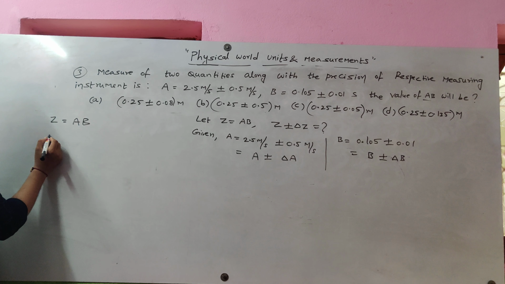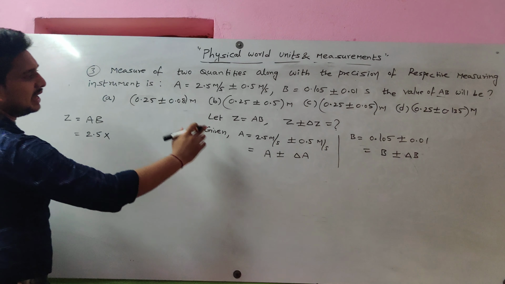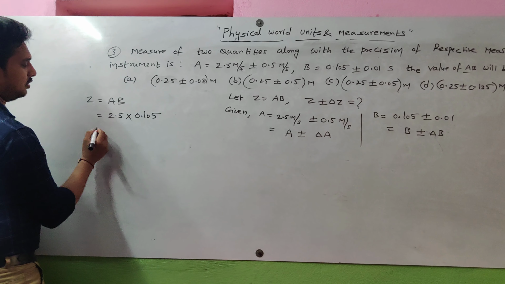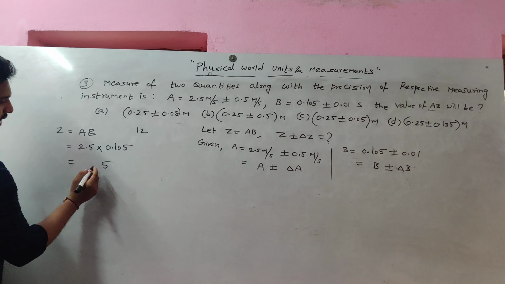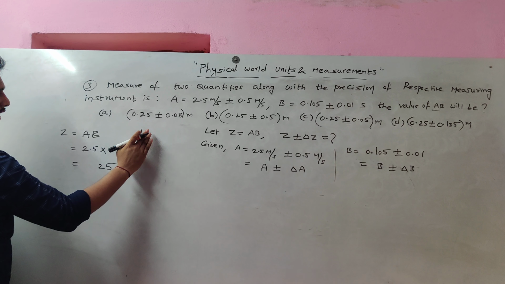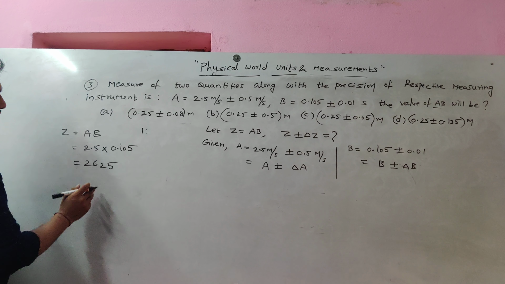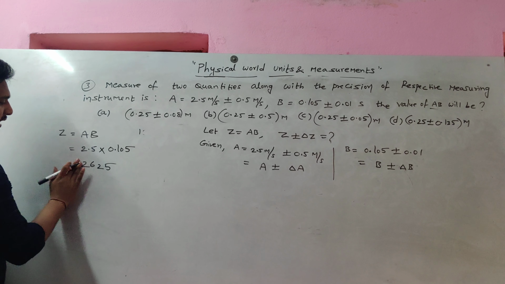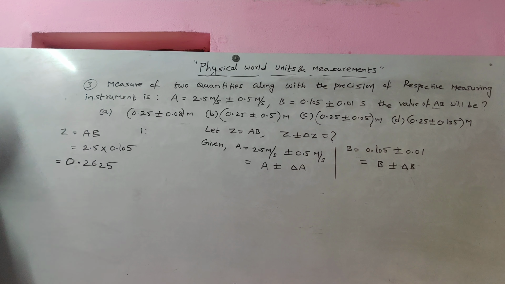For that, A value is 2.5 into B value, 0.105. So from this, 25 5s are 125, 25 1 is 25, we got like this 2625. But here observe carefully: 3 plus 1, 4 digits are there after the decimal. That means 0.2625 we got.